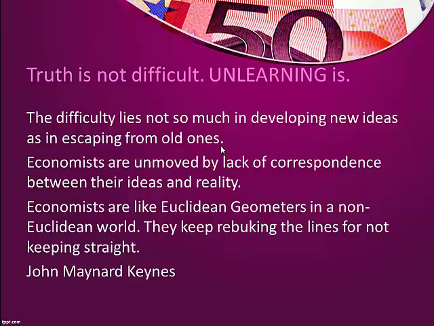So these are all three quotes from Keynes. Economists are like Euclidean geometers in a non-Euclidean world. So the axioms that they have in mind don't match the reality. So they keep rebuking the lines, why aren't you keeping straight? This doesn't follow our theory. Instead of trying to modify their theories.